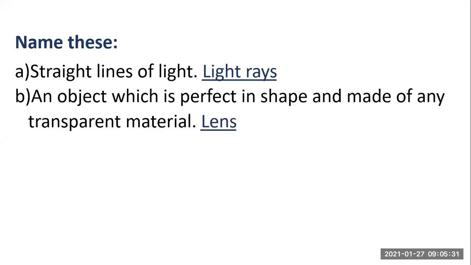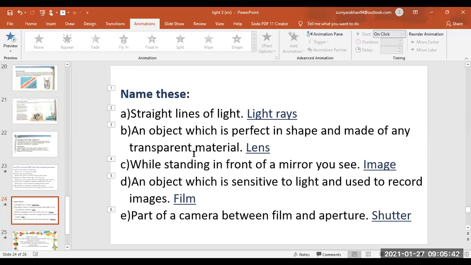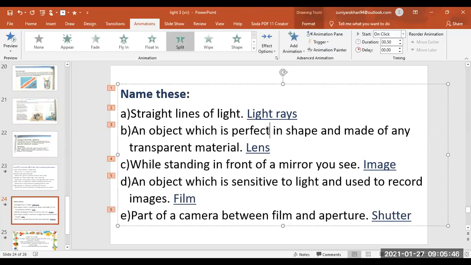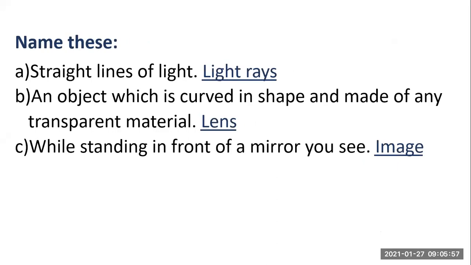Number two, an object which is perfect in shape and made of any transparent material. So, what should be the answer? That is curved in shape. An object which is curved in shape and made of any transparent material, that would be lens. In the spelling of lens, nobody will put E at the end, okay? The spelling is L-E-N-S.